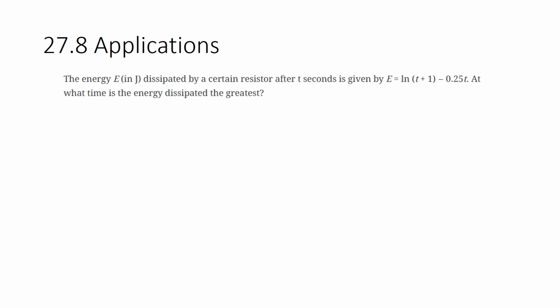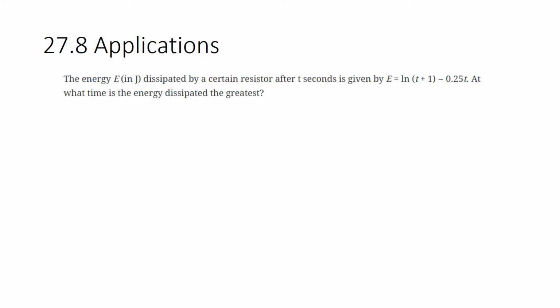So first let's take a look at a resistor that's using up energy in joules, and after t seconds, the amount of energy dissipated, or how hot it is, is equal to E equals the natural logarithm of t plus 1, minus 0.25t, minus a quarter of t. So at what time would the energy dissipated be the greatest? In other words, what time is this resistor going to be the hottest?